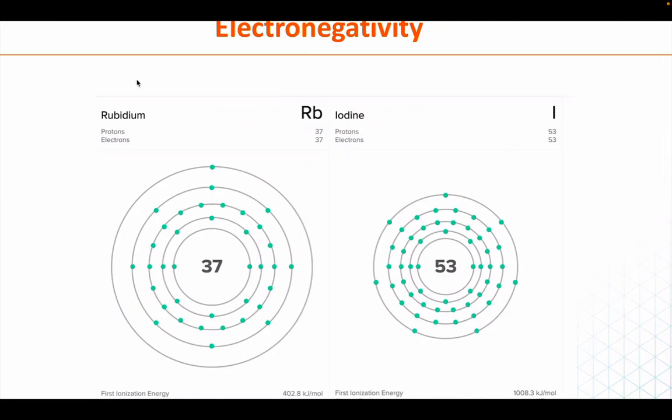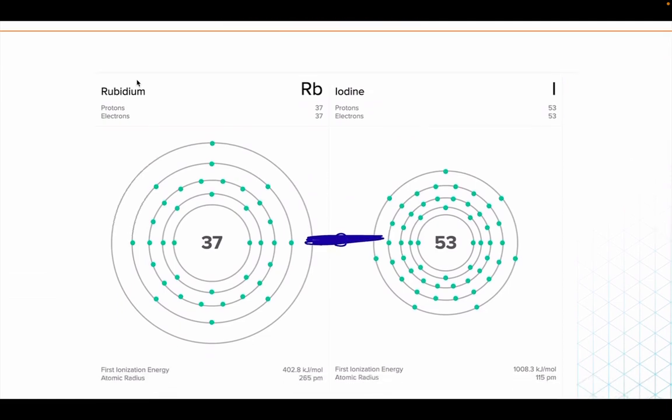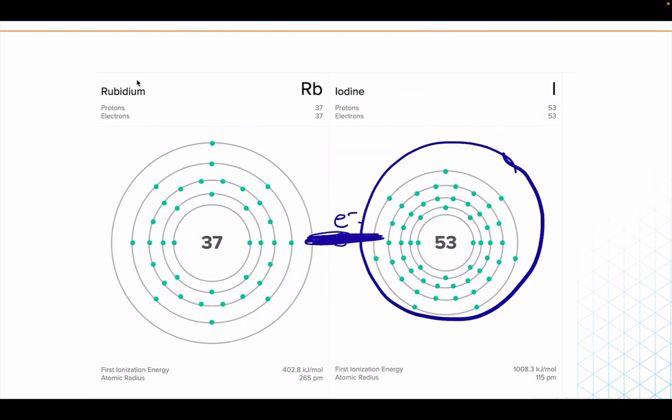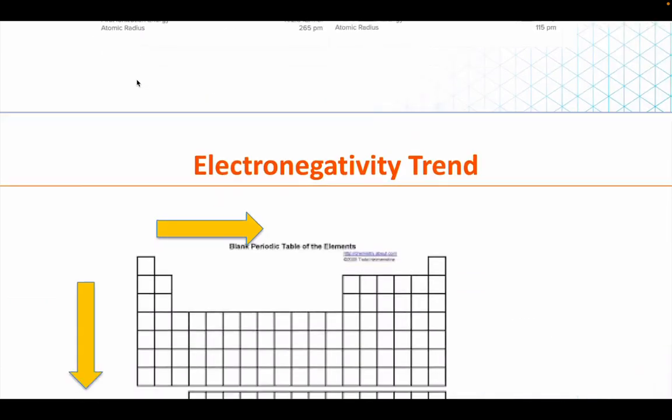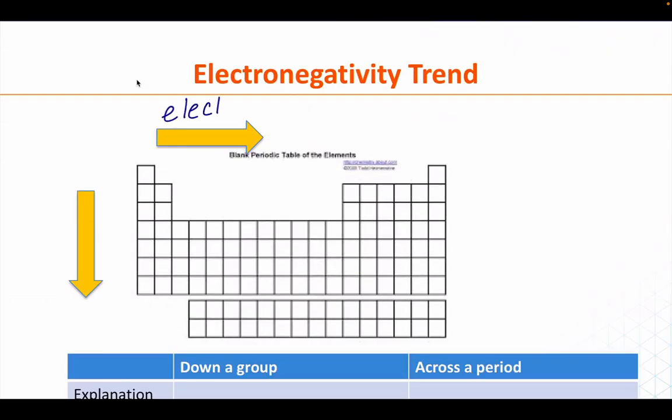So if there's an electron between these two in a bond, who's going to attract those electrons more? It would be this element because it has a higher effective nuclear charge. And that's because it has a more positive nucleus and a smaller radius. So similar to ionization energy, but you're not trying to remove the electron. You're just talking about the pull on the electrons that are being shared between them. So the trend is the same as ionization. It's going to increase as you go across the period, and it's going to decrease as you go down the group.